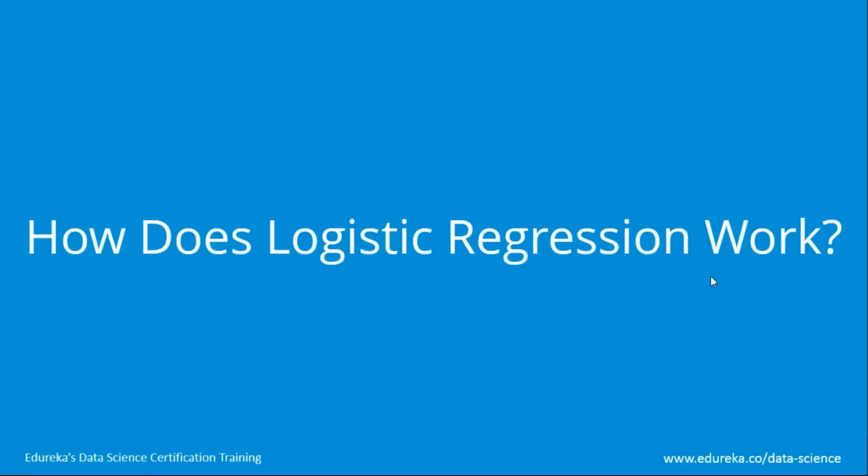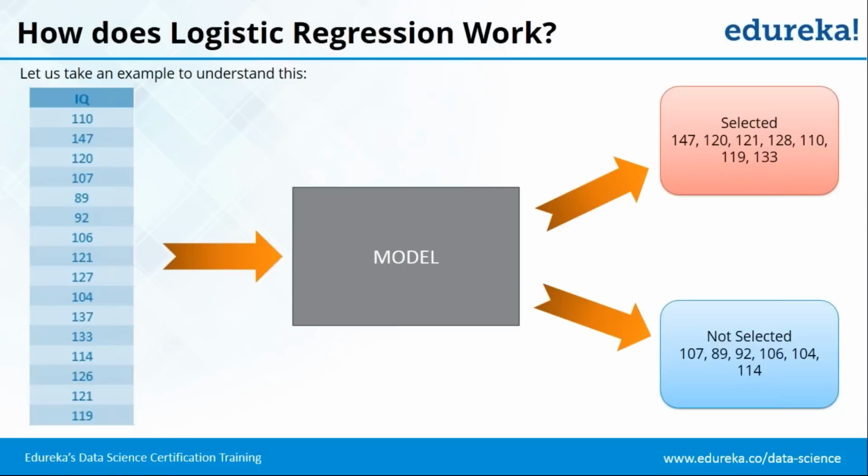Now, how does it work? Let me give you an example. We have understood the theory that this is the way it happens, so let's see it in a real life use case. I have a list of people's IQ, right? I'm a company and I want to recruit people, so I have their IQs in my hand and I want them to be selected automatically using a logistic regression model.